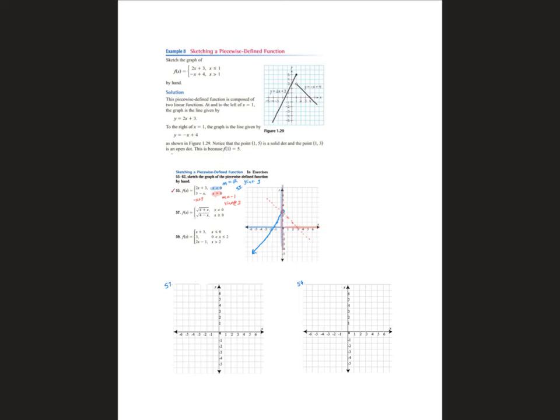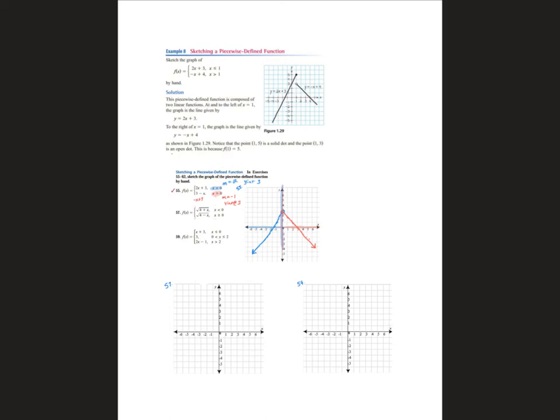That means I want everything on this side of the line, but I don't want anything on the other side. I only want that one piece, so I'm going to erase this part. And now you guys have drawn your piecewise function.